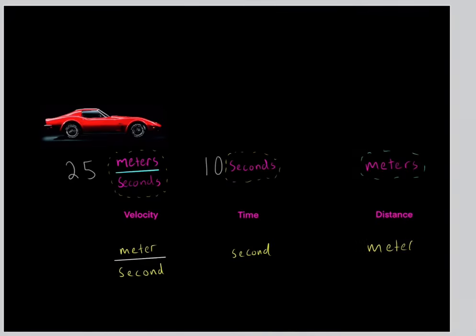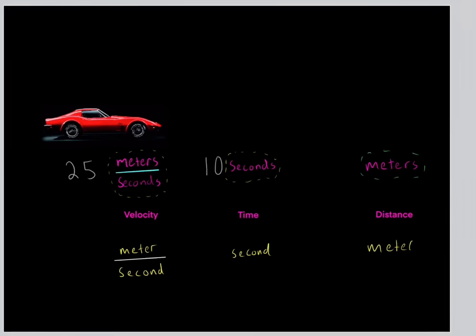What you need to do is realize you're given a velocity. You know the velocity of this car is 25 meters per second. So you have a velocity and you know the amount of time it's been traveling. You know it's been traveling for 10 seconds. So if you have a velocity and a time, how do you find a distance?